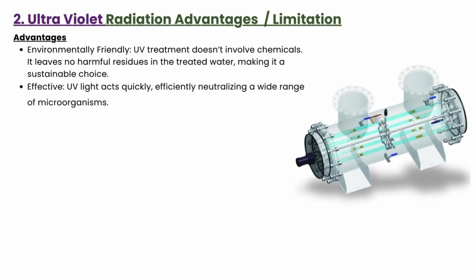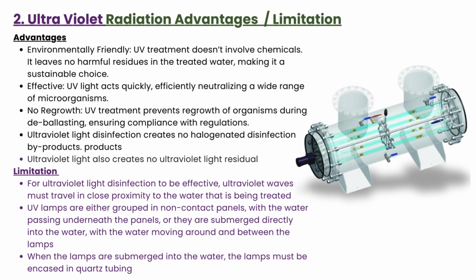Ultraviolet radiation advantages and limitations. Advantages: it is environment friendly. UV treatment doesn't involve chemicals and leaves no harmful residues. Effective: UV light acts quickly, efficiently, and neutralizes a wide range of microorganisms. No regrowth: ultraviolet treatment prevents regrowth. Ultraviolet light disinfects, creates no halogenated disinfection byproducts, and also creates no ultraviolet light residue.